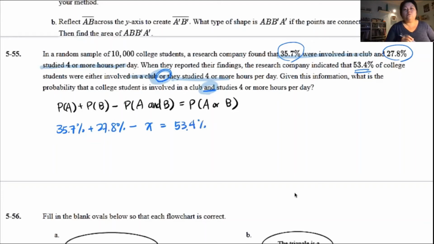Okay, so once it is set up, it becomes a very nice, easy numerical equation. So you go 35.7 plus 27.8, and you get 63.5 minus X must equal 53.4. Okay, subtract 63.5 on both sides, so minus 63.5.